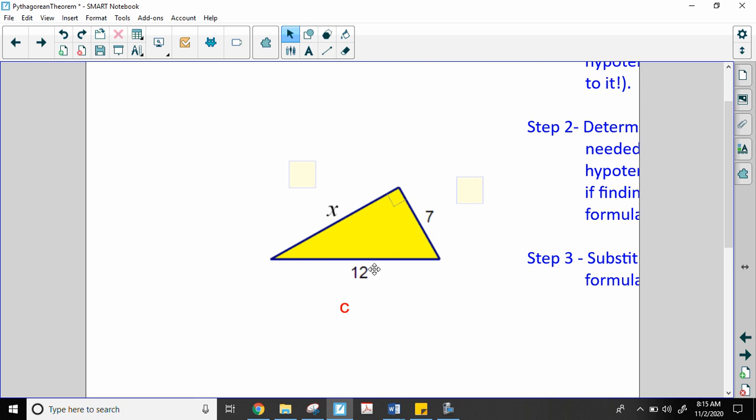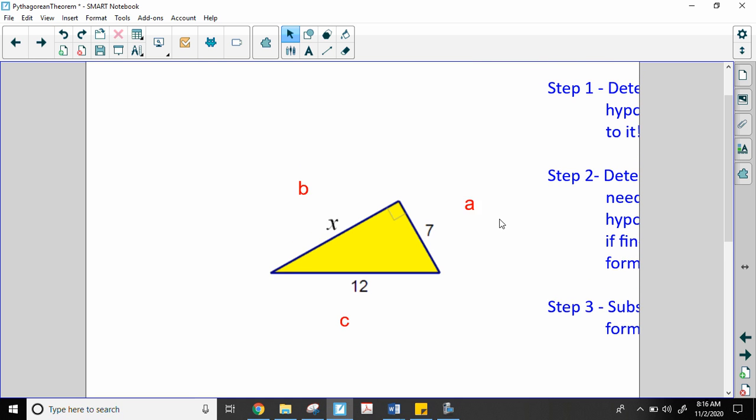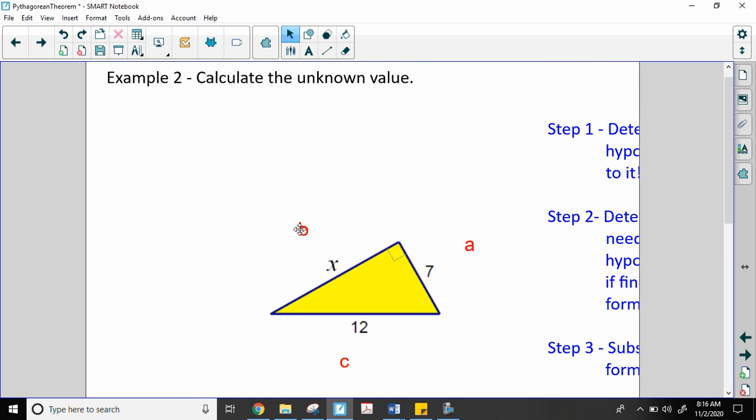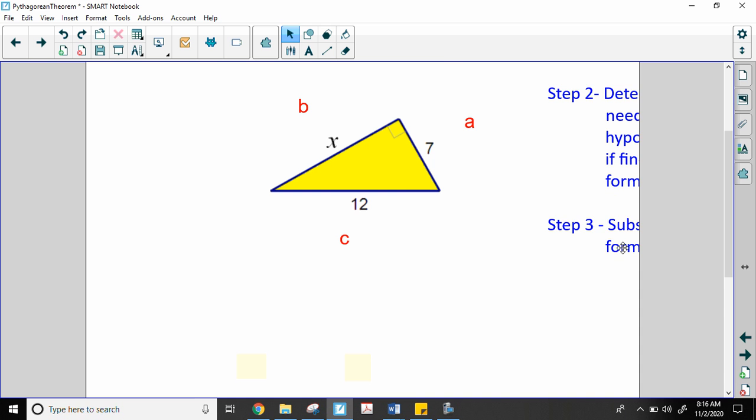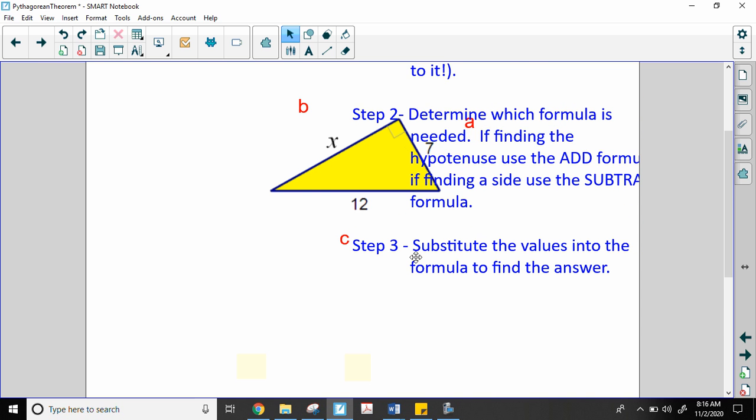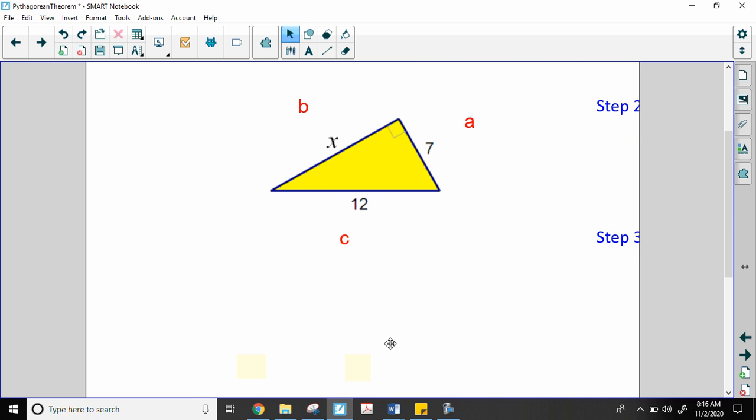Well, because they gave us the hypotenuse, we're going to have to do some subtraction in this question. Now, the other two sides are A and B. It does not matter which side you said was A and which side you said was B. Okay, it does not matter. Now, where's our third step? Substitute the values into the formula and find our answer.